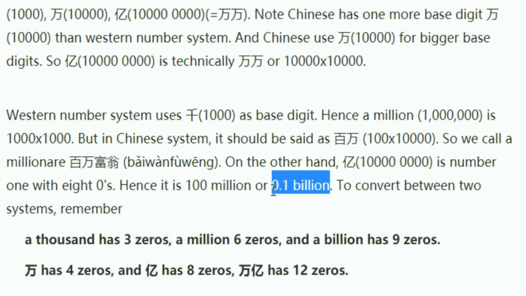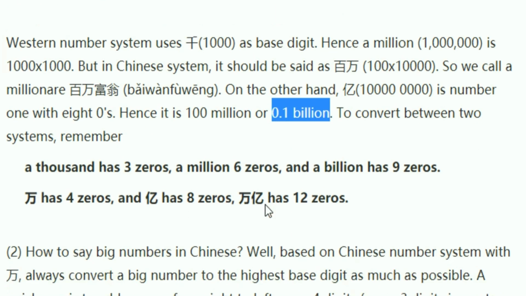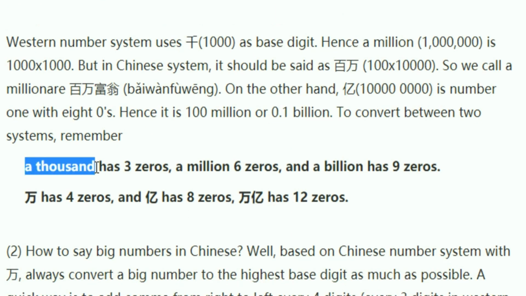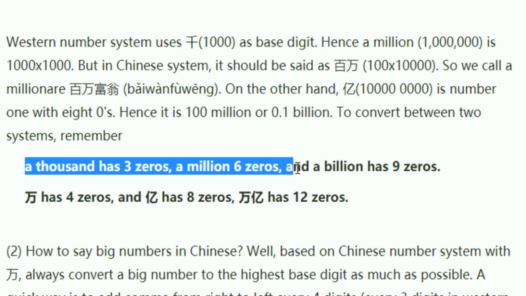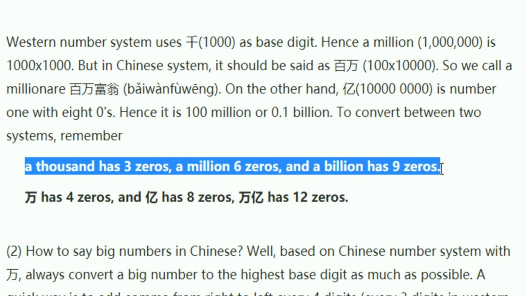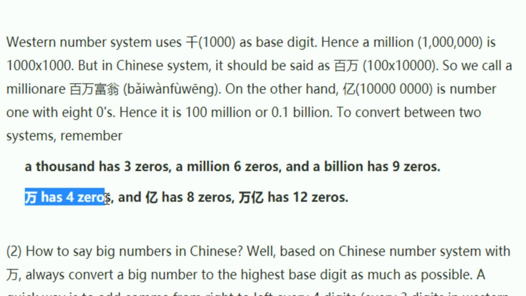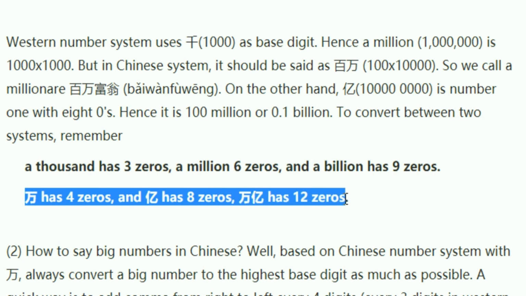How do you know that? Just remember the different systems have different counting of zeros. This is the rule. 1,000 has 3 zeros, a million has 6, and a billion has 9 zeros. And in Chinese, 万 has 4 zeros, 亿 has 8 zeros, 万亿 has 12 zeros. So you just need to know how to count how many zeros or digits.